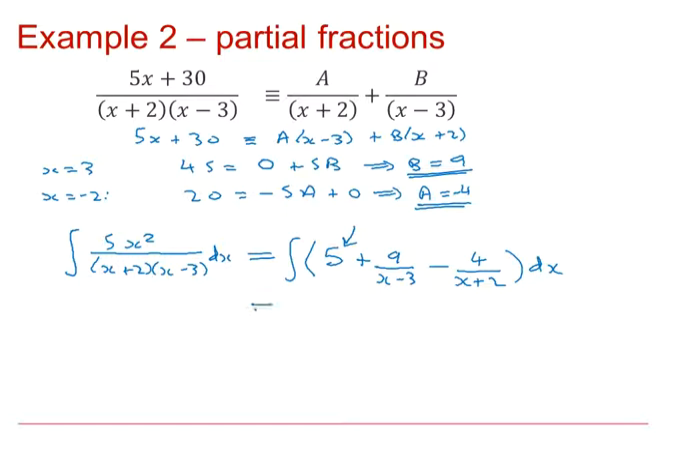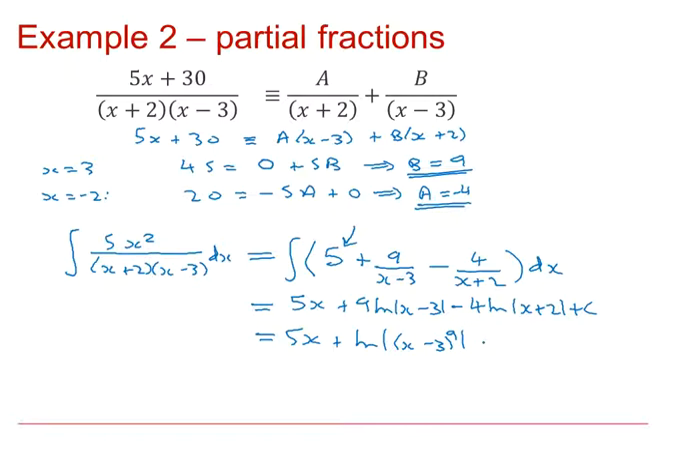Now when we do the integrations, we get 5x plus 9 ln of mod x minus 3 minus 4 ln mod x plus 2. Then using our power laws to simplify these logarithms, it's ln (x minus 3) to the 9 minus ln (x plus 2) to the 4.